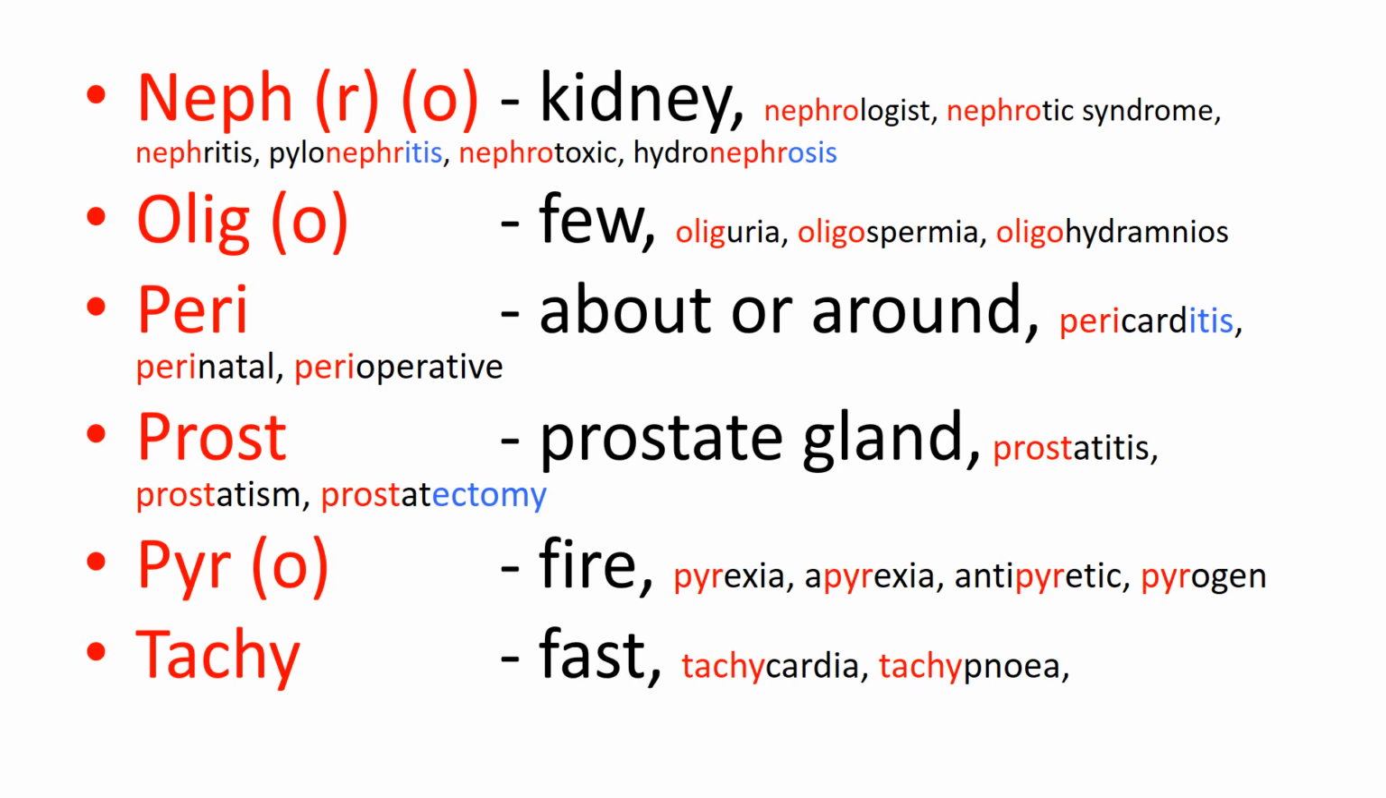Prostatectomy, well, we know the ectomy part means surgical removal of. So this could be removal of all of the prostate gland or part of the prostate gland. So for example, commonly we do a transurethral resection of prostate, where the prostate gland is reamed out from the inside to reduce the obstruction caused by the prostatic enlargement.